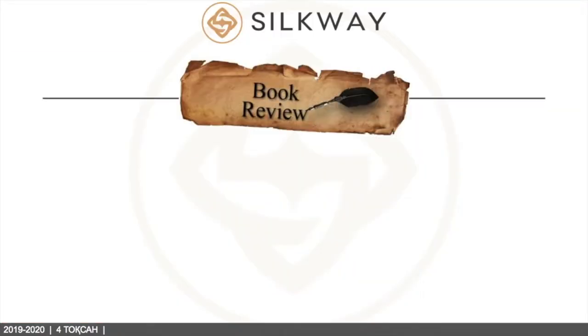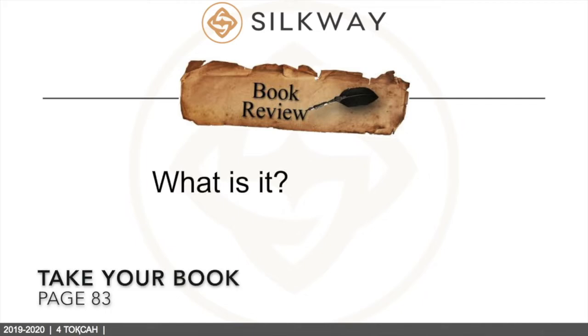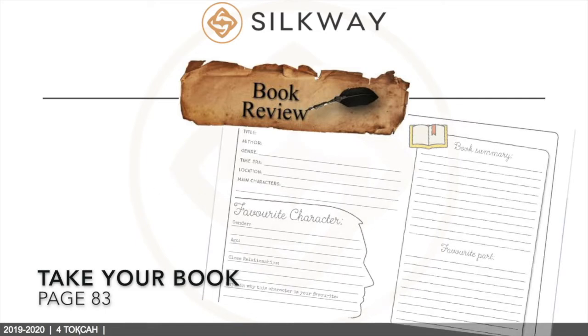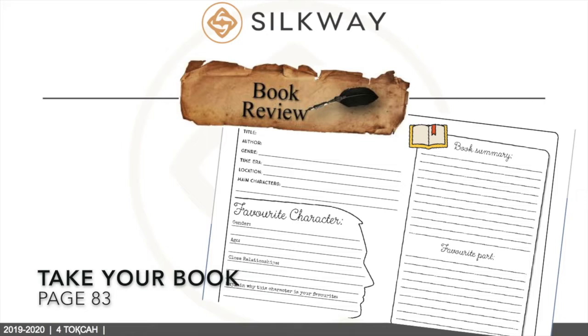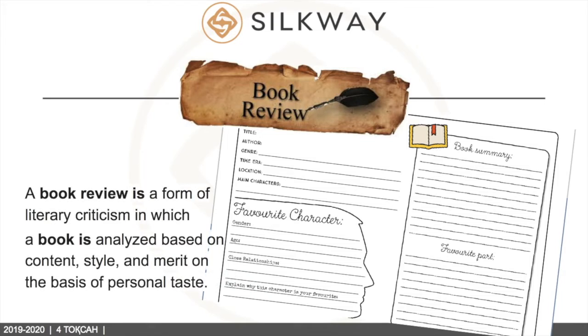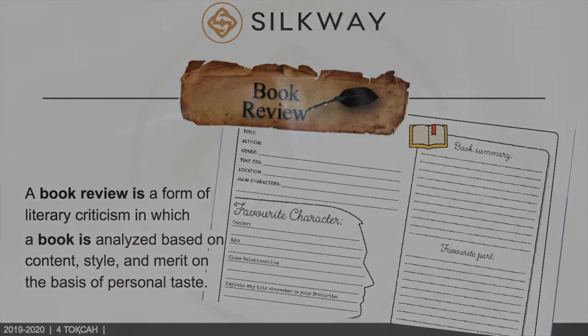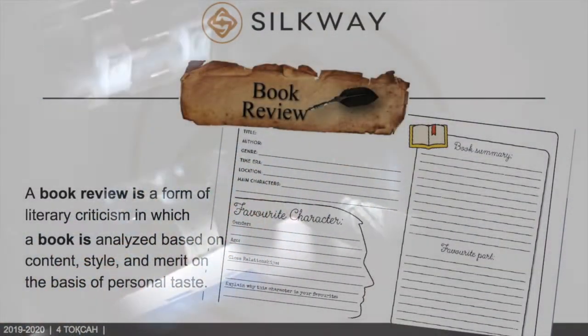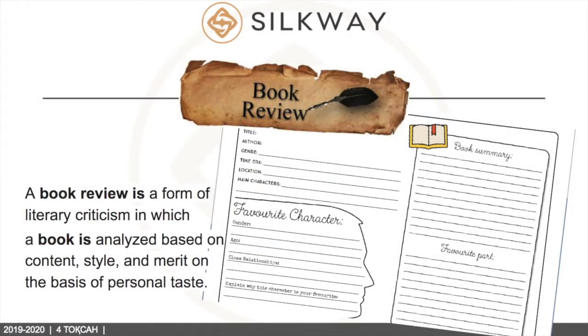Now let's start book review. So what is it and how can we do it? Of course, you will be given a set of strategies in your book, page number 83. It's better to keep up with your book because we are going to continue using the book. But the definition of a book review is that it is a form of literary criticism in which a book is analyzed based on content, style, and merit on the basis of your personal taste. Merit means the quality, how good or bad it is, all right?